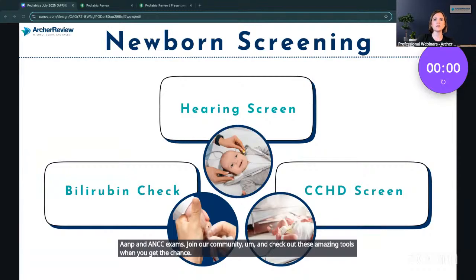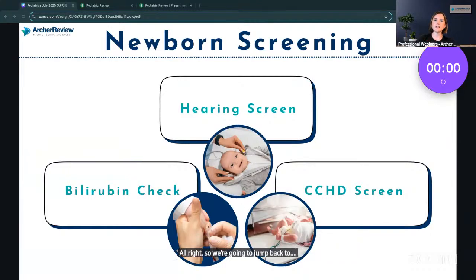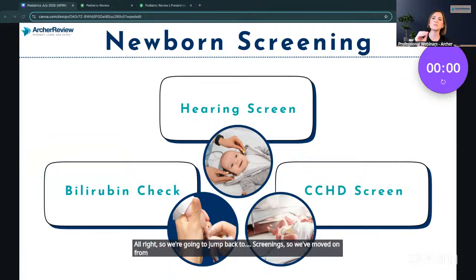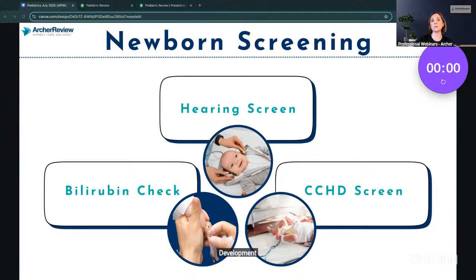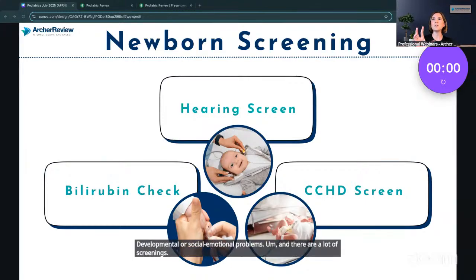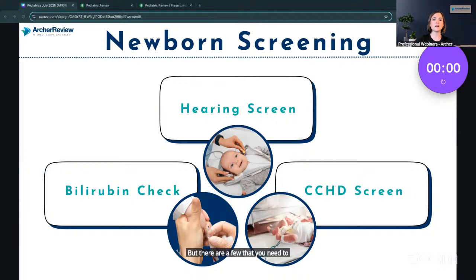All right, so we're going to jump back to screenings. So we've moved on from milestones. Now let's review screenings. Screenings are the use of brief standardized tests to identify children who may be at risk for health, developmental, or social emotional problems. And there are a lot of screenings, but there are a few that you need to know for newborns. And these include the newborn hearing screening, pretty self-explanatory.